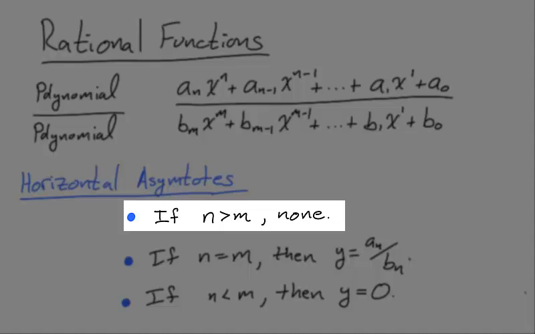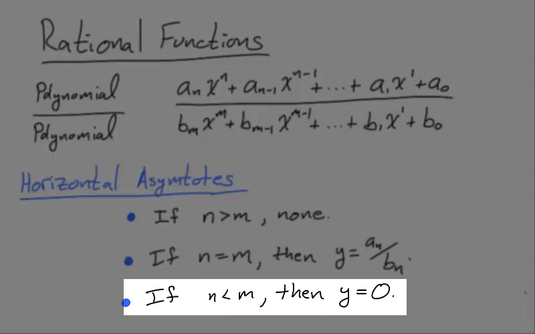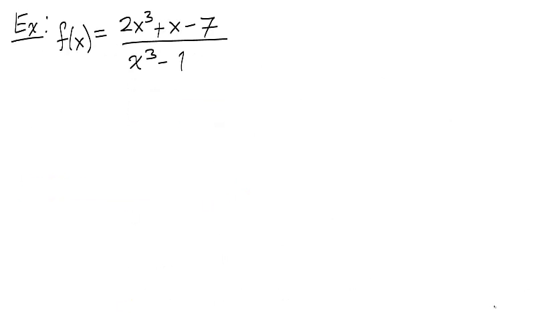If n is larger than m, there is no horizontal asymptote. If n equals m, then the horizontal asymptote is y equals an over bn. And if n is smaller than m, then the horizontal asymptote is y equals 0. This reasoning is supported by calculus.